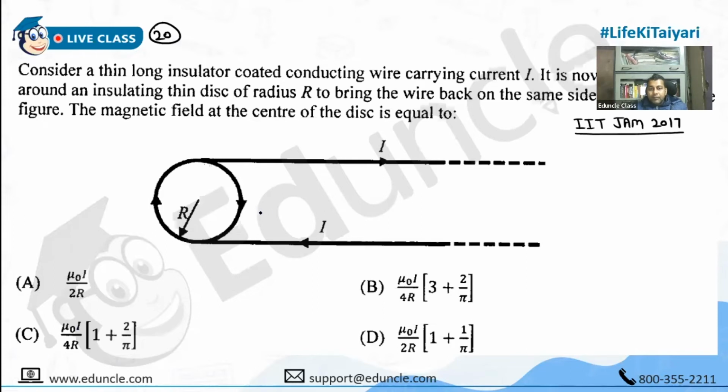See, it is wound like this. Then another one. So 1.5 turn is there. Okay. So now there are three things. One due to this straight portion, another due to this loop around the disk, and third due to this straight portion. Okay.